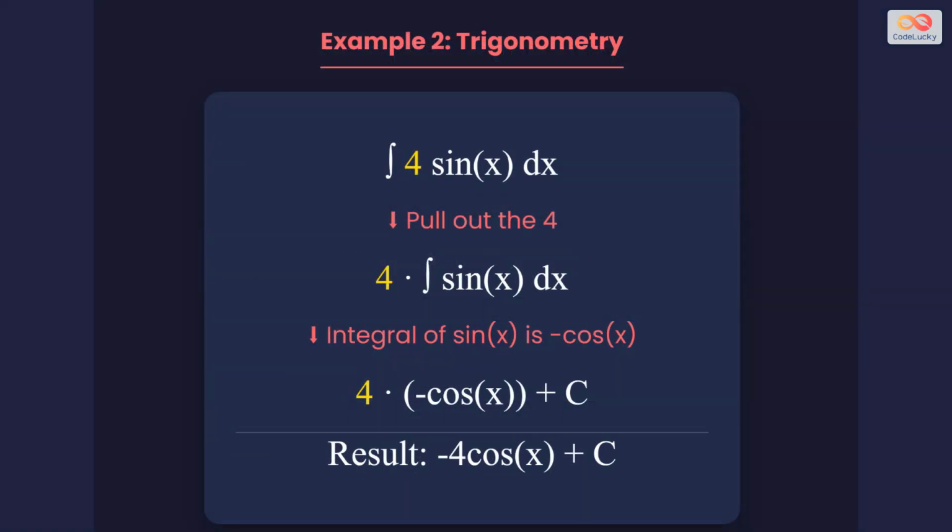This works for trigonometric functions too. Consider the integral of 4 sine x. We pull the 4 out to the front. We know the integral of sine x is negative cosine x. Multiplying them together, our final answer is negative 4 cosine x plus c.